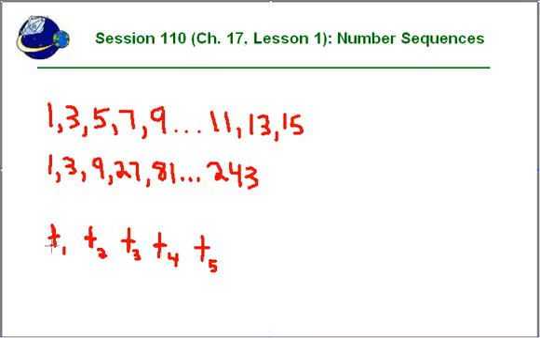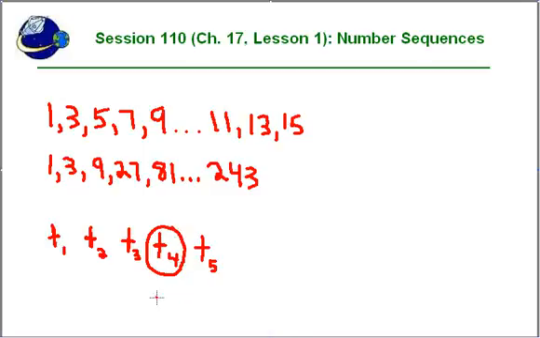And down here, oftentimes when you deal with number sequences, we use the letter T with a subscript. A subscript is a number that goes a little bit below the letter T, whereas a superscript, most of the time exponents, is written above. When we have a subscript here, we're talking about a term in a sequence. So T1 stands for the first term in our sequence, T2 stands for the second term, T3 the third term, T4 the fourth term, and T5 is the fifth term in our sequence.